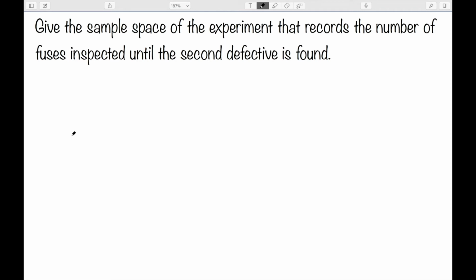I now want to give the sample space of the experiment that records the number of fuses until the second defective is found. Well, we would need to select at least two. In this case, the first one would be defective and the second one. After we've picked two, if we've only found one defective, it could be 3, it could be 4, and this could keep going indefinitely until we find the second defective one. So we would have the integers that are larger than or equal to 2.